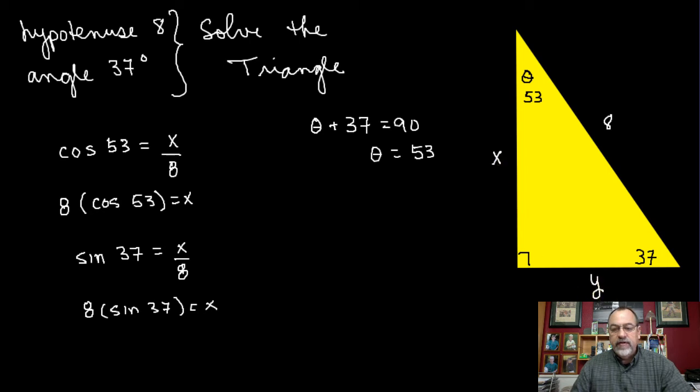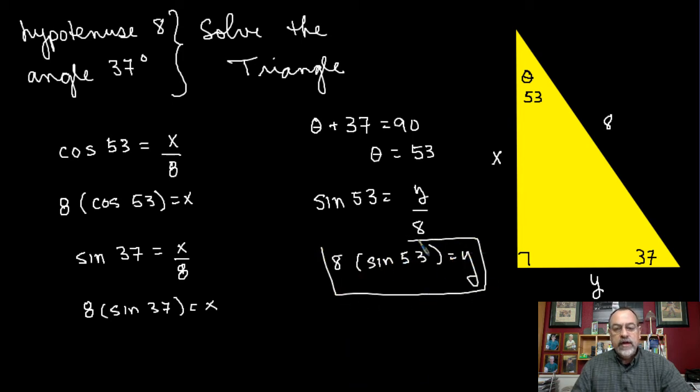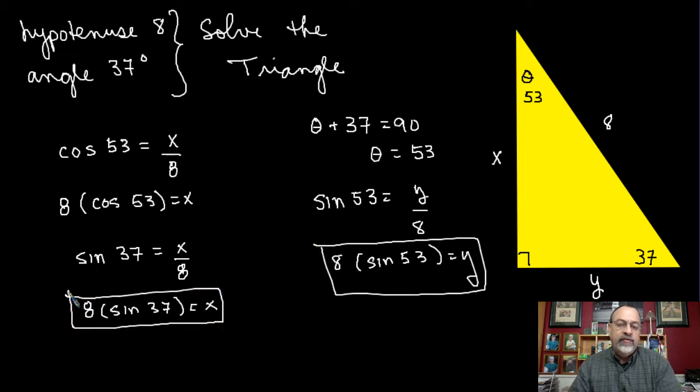Now I need to figure out the length of this side too, and again I use the same methodology. I can use the 53-degree angle, and that's opposite and hypotenuse, so I would use sine. The sine of 53 would equal the y value over the hypotenuse, and then solve it for y. In doing so, I've now calculated all of the lengths of the sides, and I've also calculated all of the angles, and thus I've solved the triangle. So again, a very important exercise to be able to do.